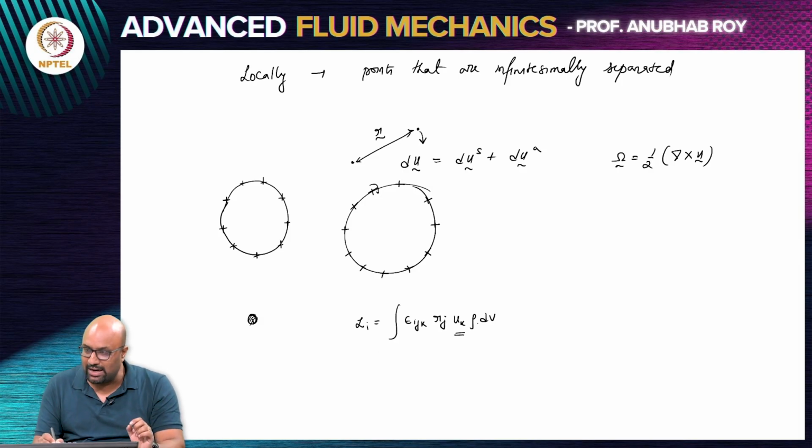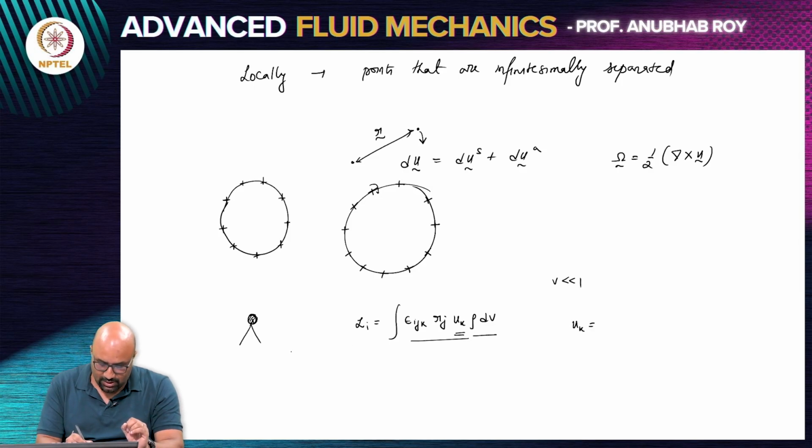Now integrating, this epsilon ijk rj uk gives you the angular momentum per unit mass, and then integrating rho dv over it gives me the total angular momentum of that small blob that I have. Now if the size of the blob is very small, so the volume that I am looking at is infinitesimal in size, I can do an expansion of uk about the center.